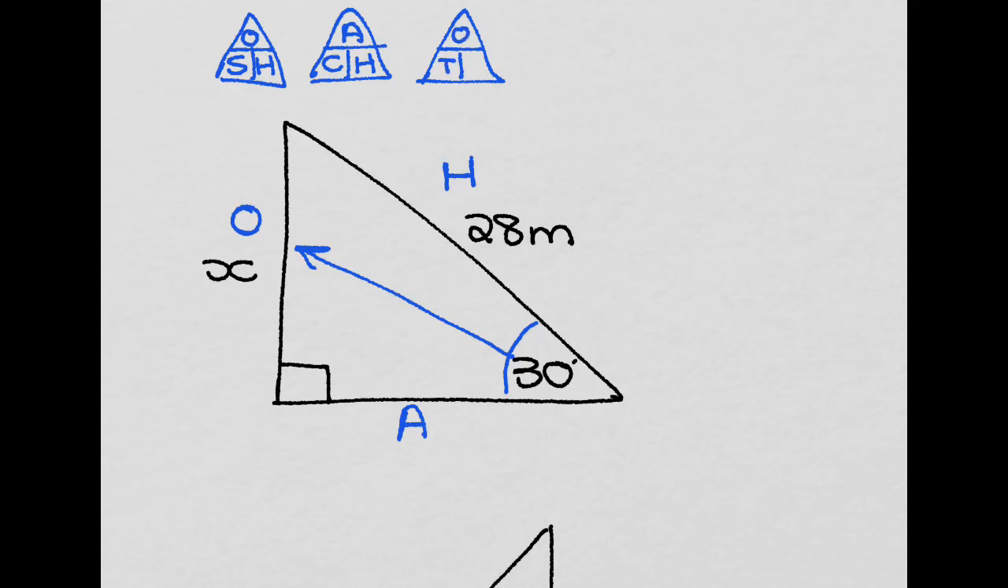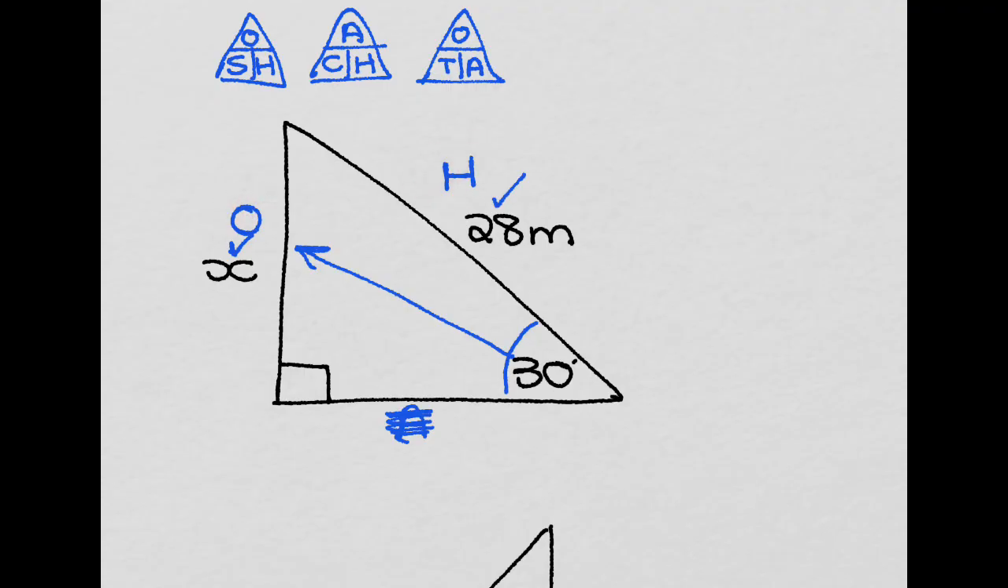TOA. Okay, so in this question, do I have the value of H? Yes, I know that the value of H is 28 meters. Do I have the value of O? Now, it's a trick question because you're going to say no because it's X. But technically, I do have the value of O. It is X. It's just that it's an unknown, but that doesn't matter. So I do have the value of O. What I don't have is the value of A, so I'm going to scratch out A. So which rule uses H and O?